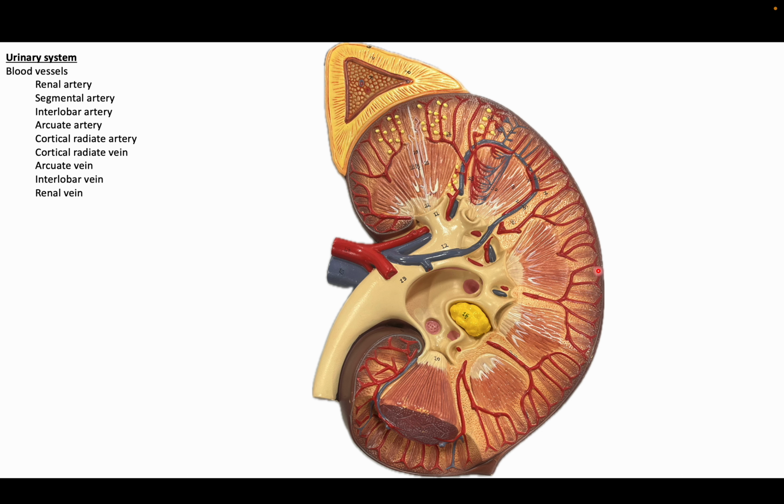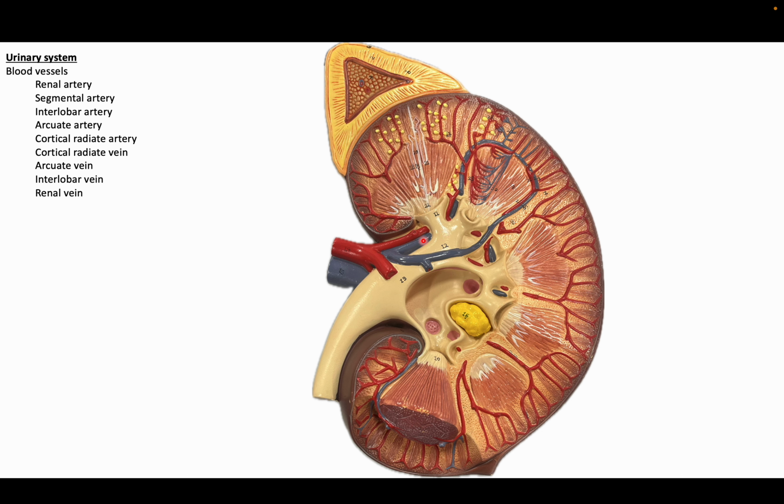Now the renal veins are going to do the same thing. Okay, so the renal veins, let's actually start with the cortical radiate vein. These right here are the cortical radiate veins. They take the deoxygenated blood back to the arcuate vein, which takes it to the interlobar vein, and that drains it back into the renal vein.